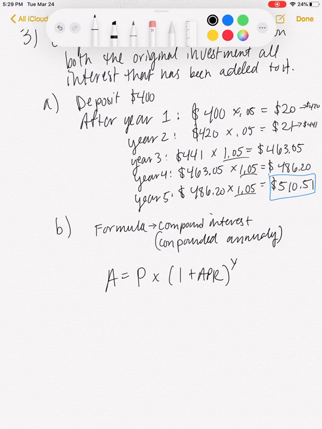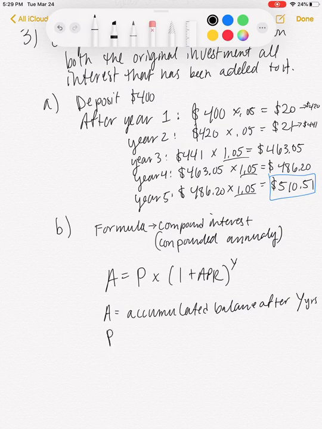So the variables each mean something. A is equal to the accumulated balance after Y years, or what we're looking for. P is going to be the principal, the starting principal, or the amount of money to start with. Okay, the amount of money that you start investing.